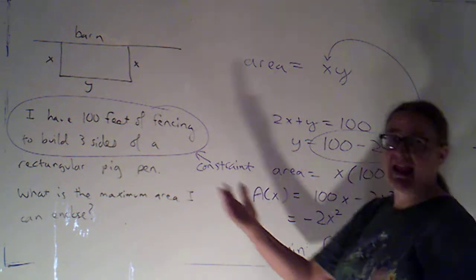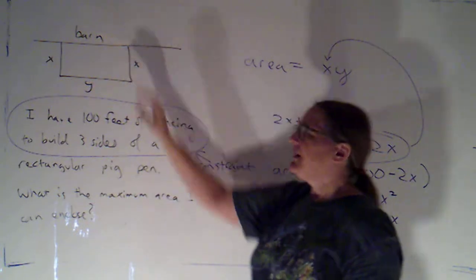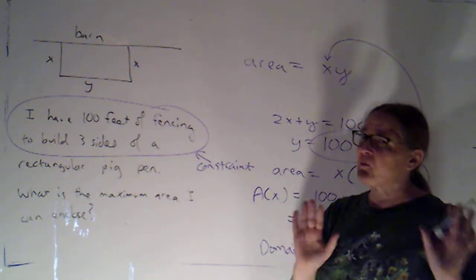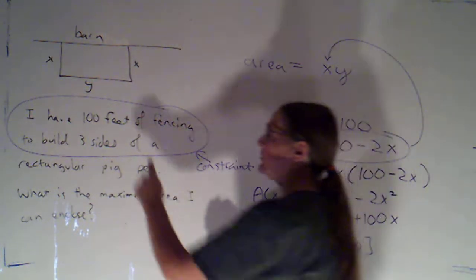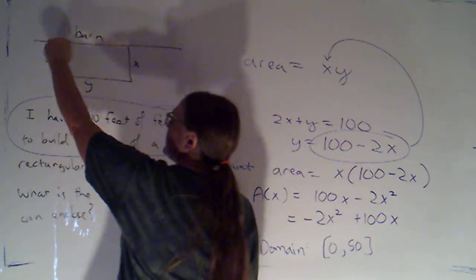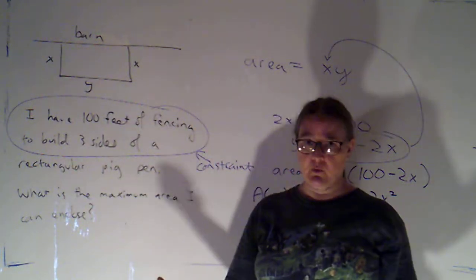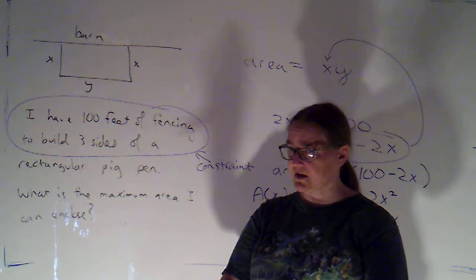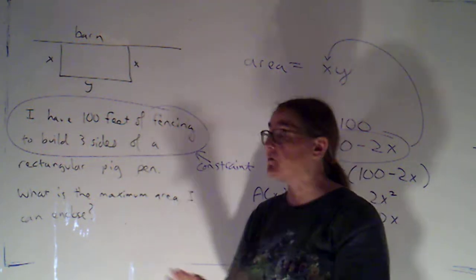Now 0, because I can't have a negative length. I could make x 0. That would be a really stupid choice. That would mean I would build one wall flush up against the barn and there would be no room for the pigs. Lousy choice, but could be done by very stupid farmers.